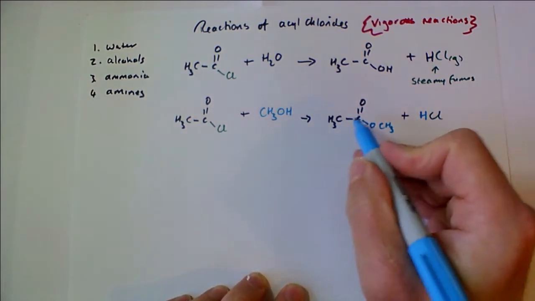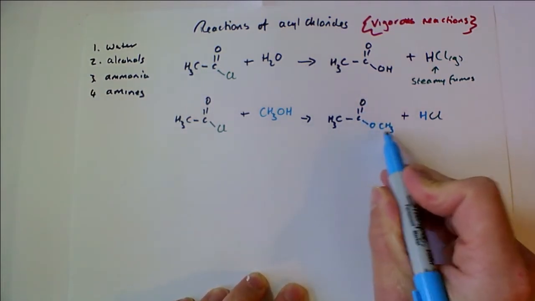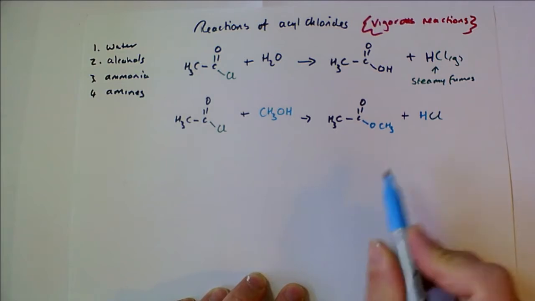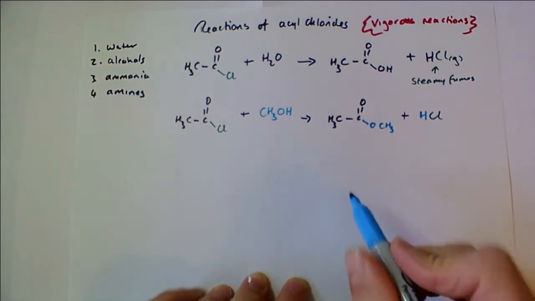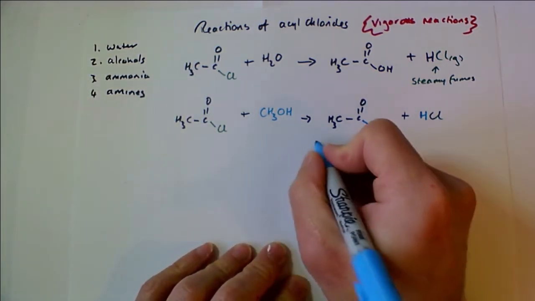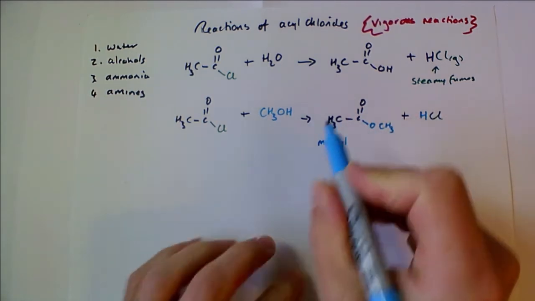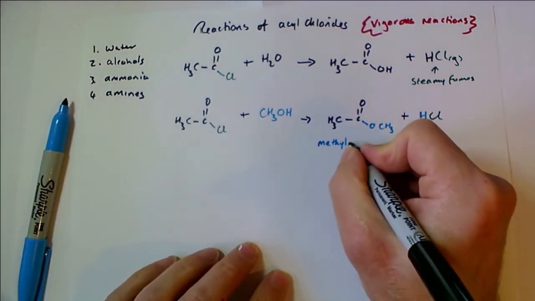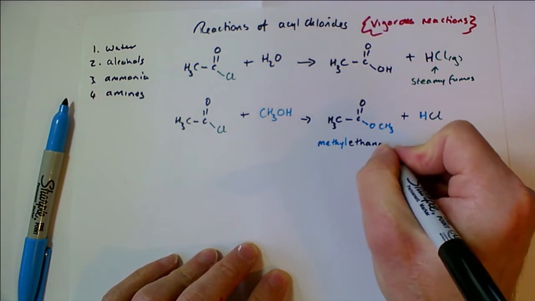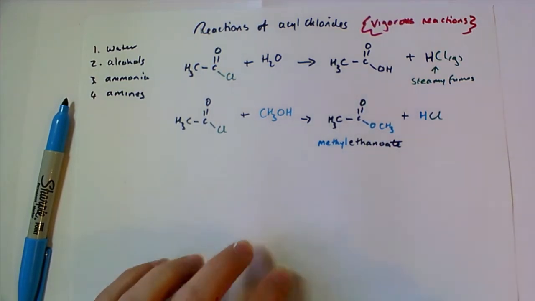So what have we made? Well, we've got a carbonyl, an oxygen, and then an alkyl group. So we've made an ester. So this would be methyl ethanoate. So methyl ethanoate.